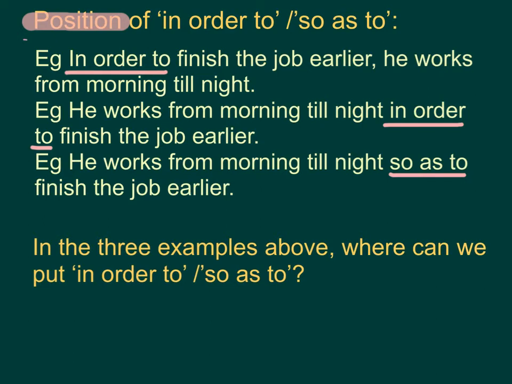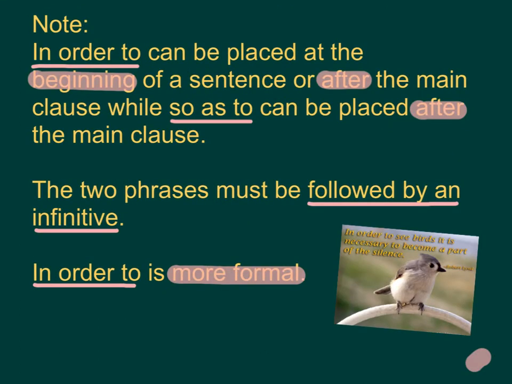In the 3 examples above, where can we put in order to or so as to? 你睇唔睇得出 in order to 同埋 so as to 嘅位置呢？ Note, in order to can be placed at the beginning of a sentence or after the main clause, while so as to can be placed after the main clause. The 2 phrases must be followed by an infinitive. In order to is more formal.